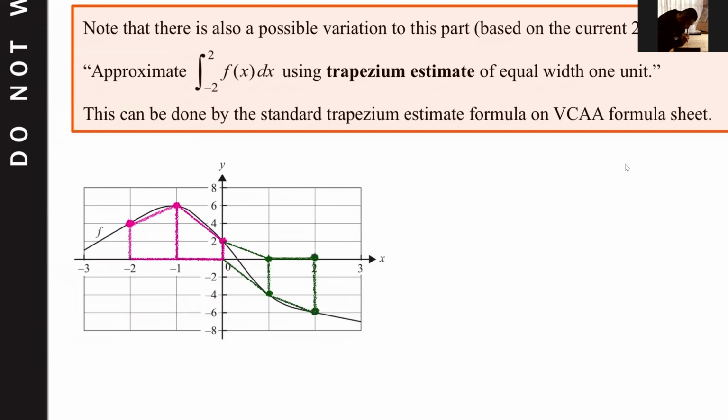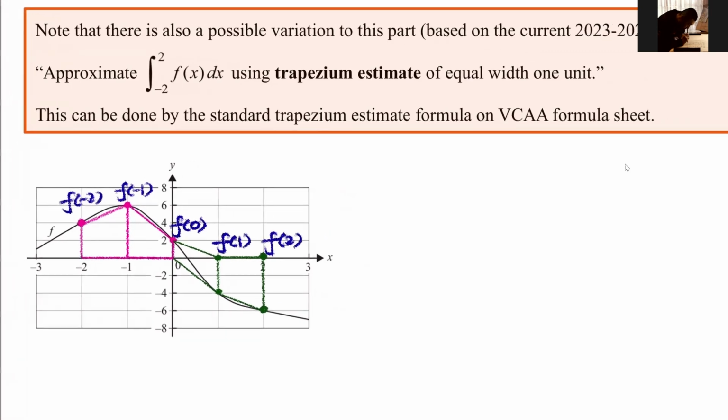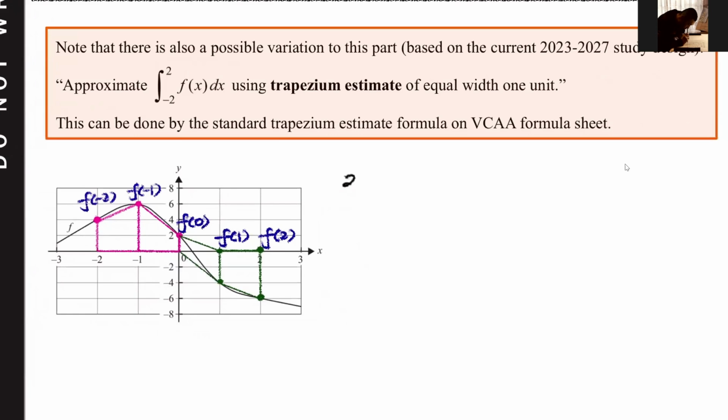So can you see the four trapezia I draw here? The calculation will then be: this is f(-2), this is f(-1), this is f(0), this is f(1), this is f(2). Basically, we still apply that formula, 2 minus negative 2 divided by 2n. There are four parts, 1, 2, 3, 4. But for four parts, you have five values.